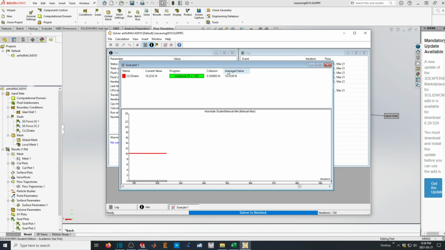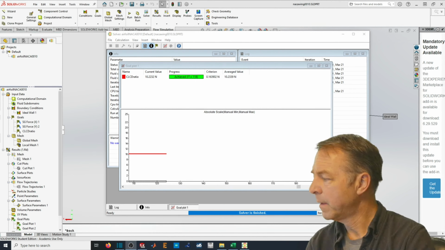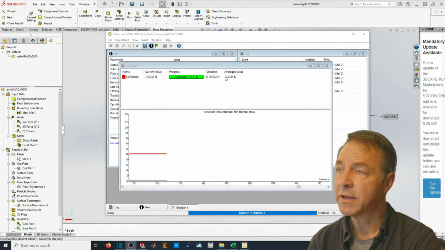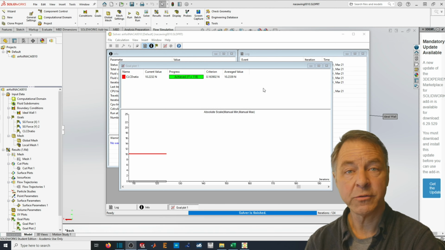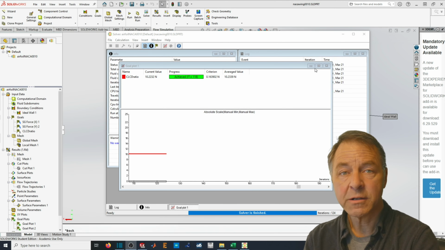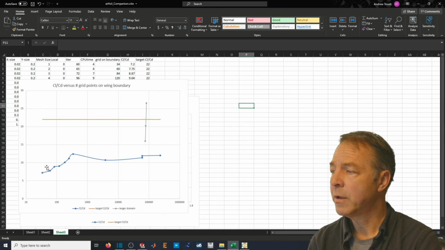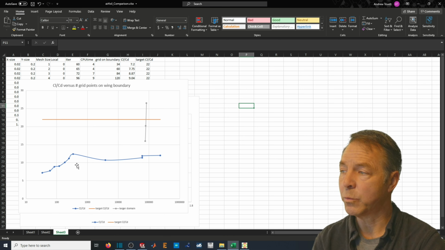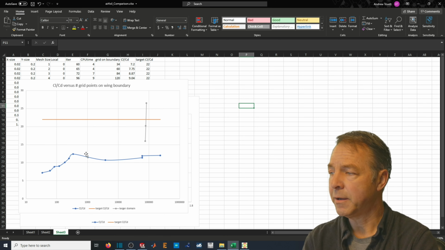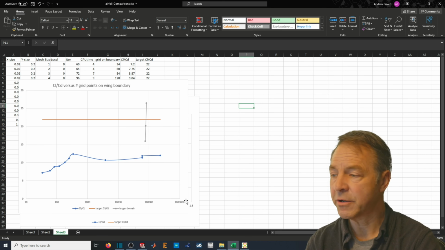And there we finished, and the result has given us a value of 10.2, which is getting closer, as my graph showed here, to the target of 22, but still it's in this region where we're only at half of what we're looking for in that target.